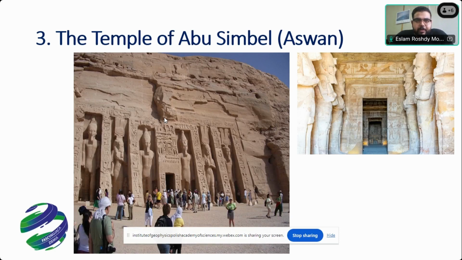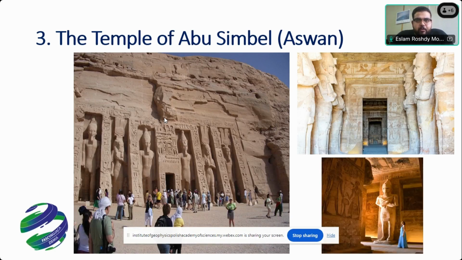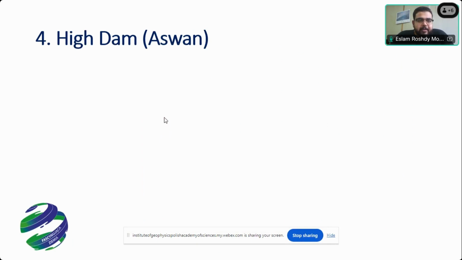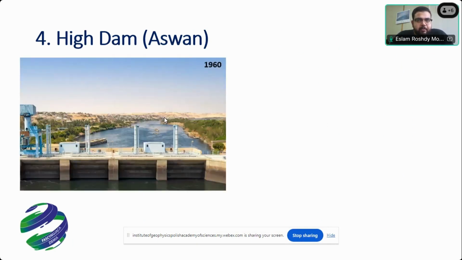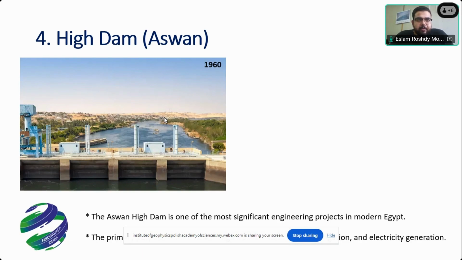Visitors can marvel at the massive statues and complex hieroglyphics that show ancient Egyptian culture. Number 4, High Dam. The Aswan High Dam is one of the most significant engineering projects in Egypt. Aswan Dam is one of the largest artificial water reservoirs in the world.